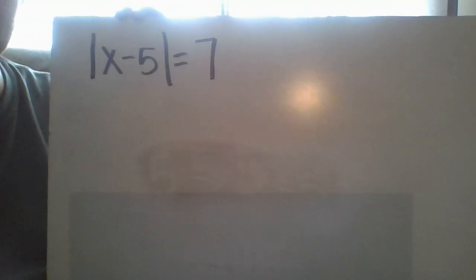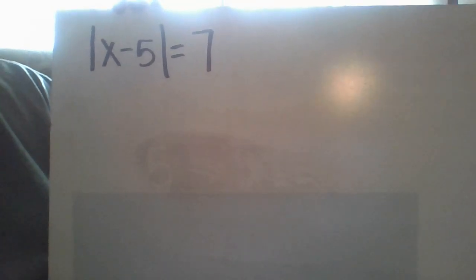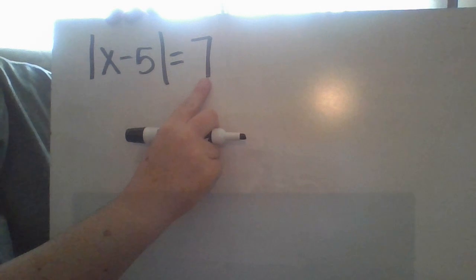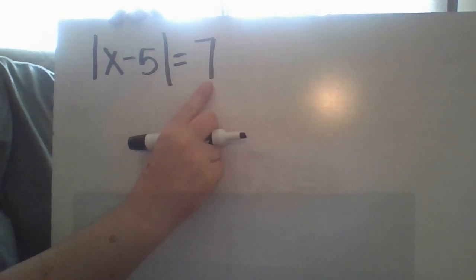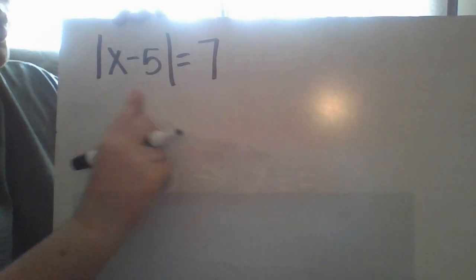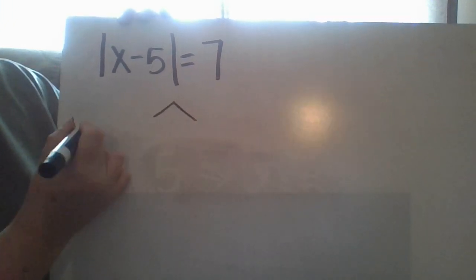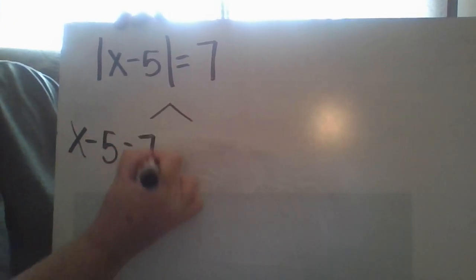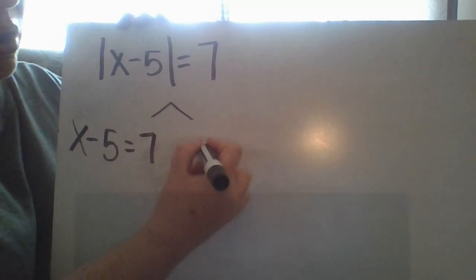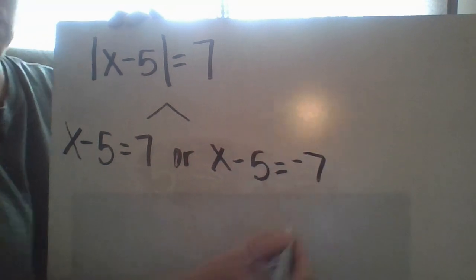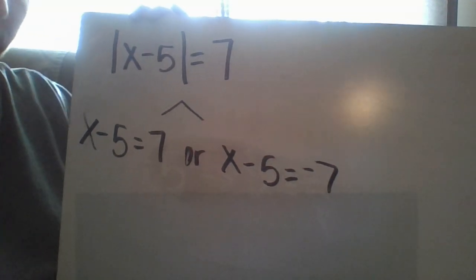All right, so our first example here, the absolute value of x minus 5 equals 7. So when we're taking that distance, we can travel to the right 7 units or we can travel to the left 7 units. So if we want to solve something like this algebraically, we're going to break it up and say x minus 5 can equal positive 7, traveling to the right, or x minus 5 can equal negative 7, which would be like us traveling to the left of 0.